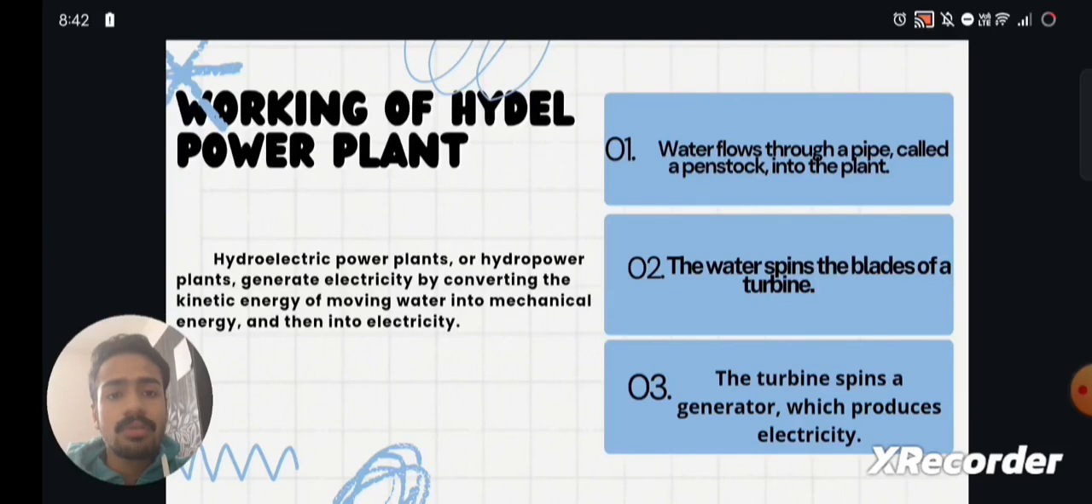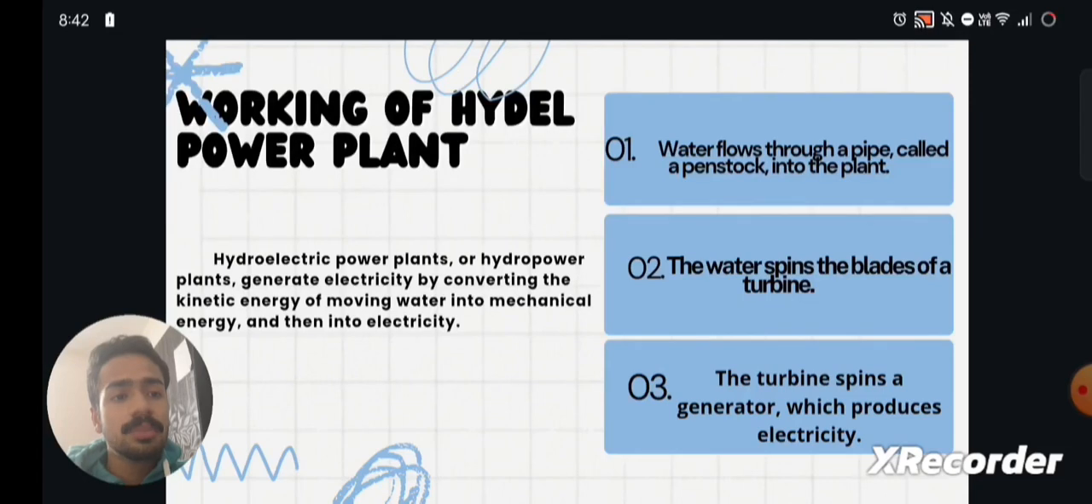Moving on to the working of a Hydel power plant. Hydroelectric power plants generate electricity by converting the kinetic energy of moving water into mechanical energy and then into electricity. If we discuss it step by step, water flows through a pipe called penstock into the plant. A penstock is nothing but a pipe which allows the flow of water from the reservoir to the plant.